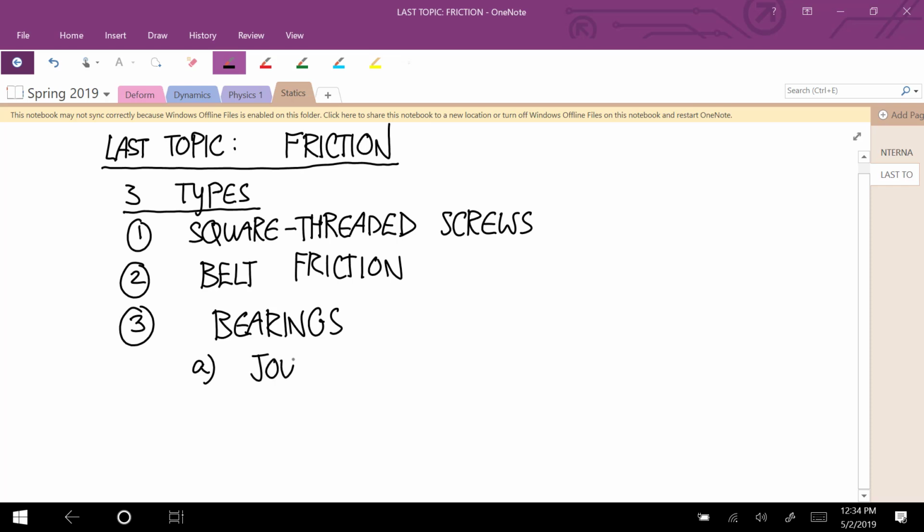Journal bearings, which you can think of as the kind of bearing that a spindle or an axle goes through. And the second type is thrust bearings. None of these are going to take super long. We might be done with all of these possibly by the end of Tuesday, and then that's the end of material in this class.